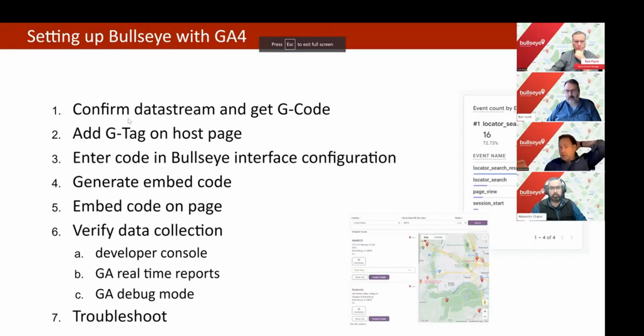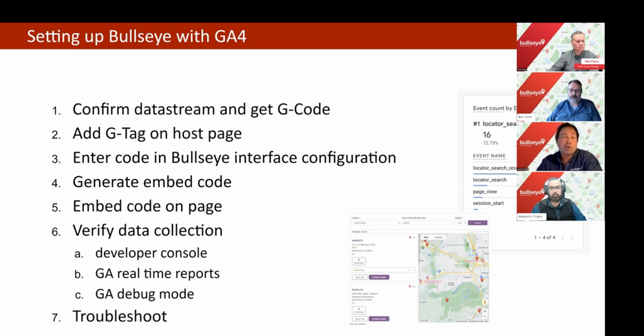The high-level steps are: you go to Google Analytics, you confirm that there's a data stream running, and you get the G code. You add that code onto the host page, the page that is hosting the iframe. You're also going to take that code and enter it into the Bullseye Interface configuration. You'll generate the embed code, and then you'll put that embed code on the page.